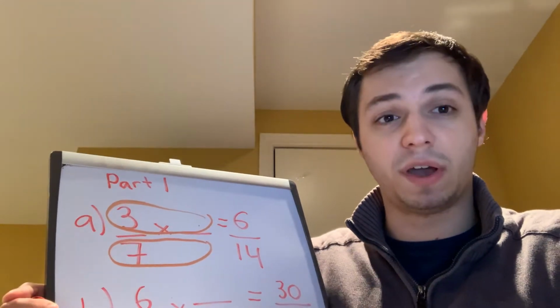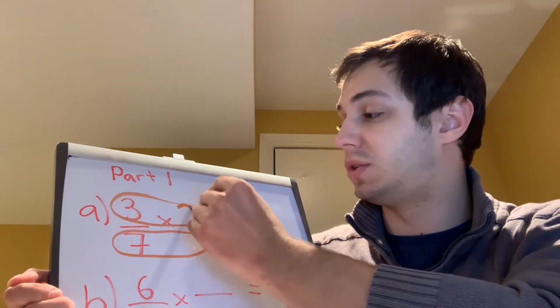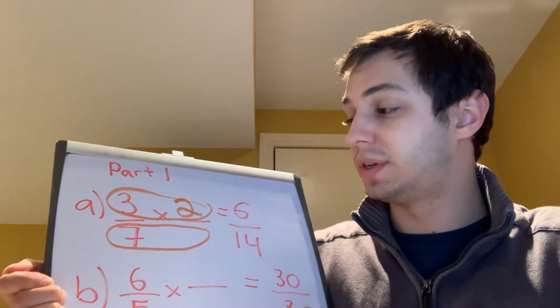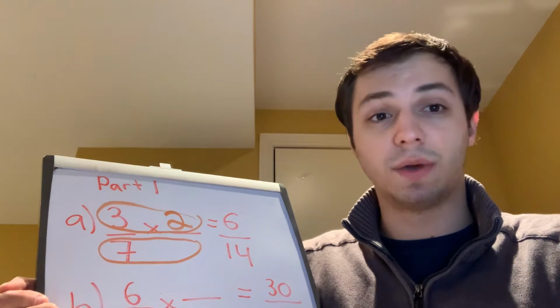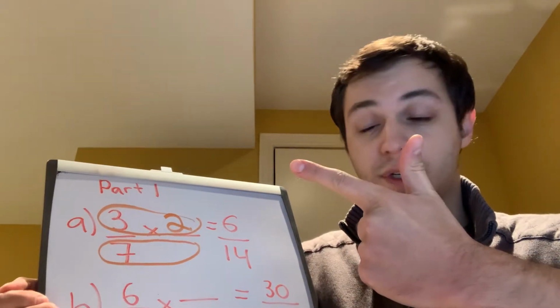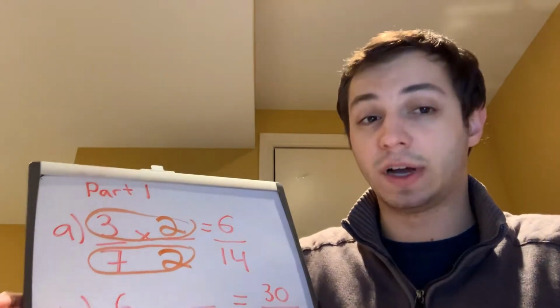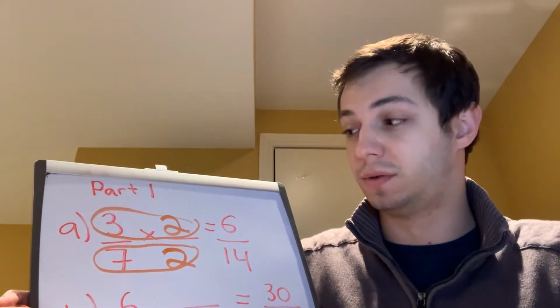If we skip count by 3's, 3, 6, right? So 3 multiplied by 2 will give us 6. And then for the bottom number, 7 multiplied by what number will give us 14. Once again, we can skip count by 7's, 7, 14. So it's going to be 2. So our missing fraction is 2 over 2, or 2 halves.